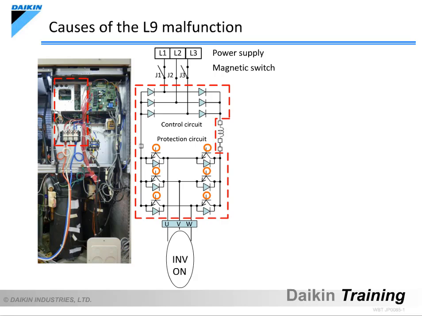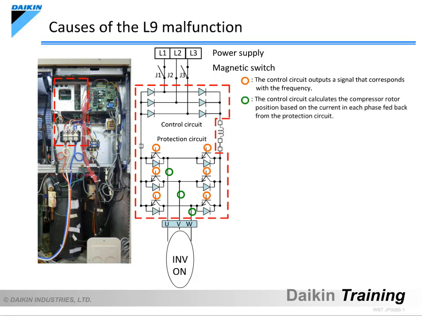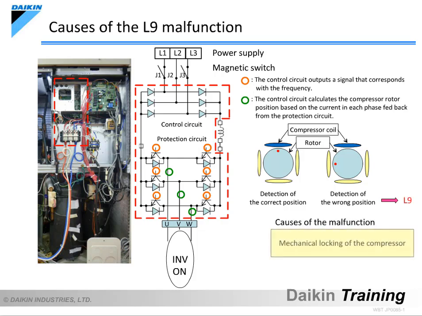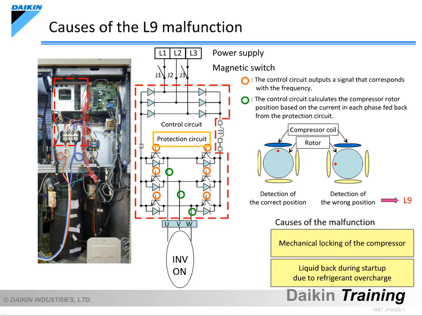A VRV3 outdoor unit has a function to detect the position of the rotor inside the compressor that corresponds with the inverter output frequency. The L9 malfunction occurs during inverter compressor startup, when the detected position of the compressor rotor does not correctly correspond with the output frequency. The primary causes of the L9 malfunction include the mechanical locking of the compressor and liquid compression due to liquid back to the compressor during startup. The L9 code also appears when there is a misdetection of the rotor position by the protection circuit on the inverter PCB.